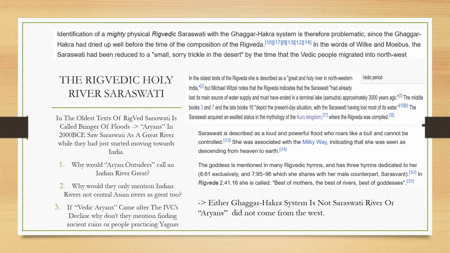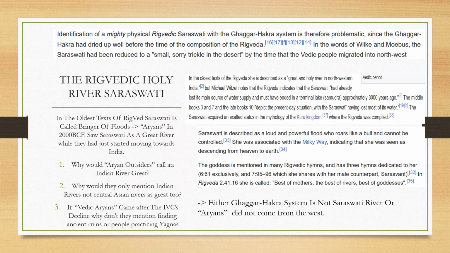And there is another problem with it. Actually, you can see here in the first image from Wikipedia, it says the identification of the mighty physical Rigvedic Saraswati with the Ghaggar Hakra system is problematic because that river had already dried up by the time Rigved was composed. So why would the Rigvedic people say that a small, dried up river is a great river, a bringer of floods? Actually, Rigved mentions Saraswati the most times if we compare it with other rivers, even more than Ganga and Indus.